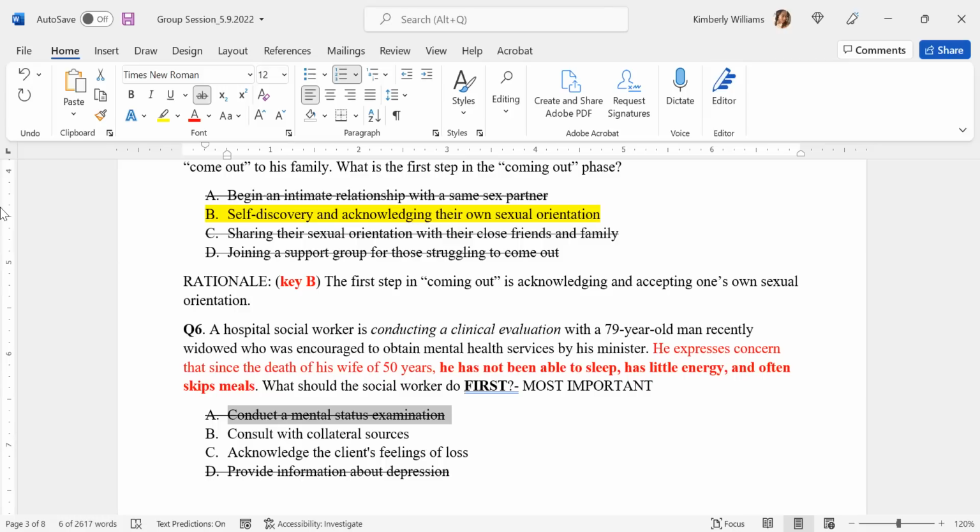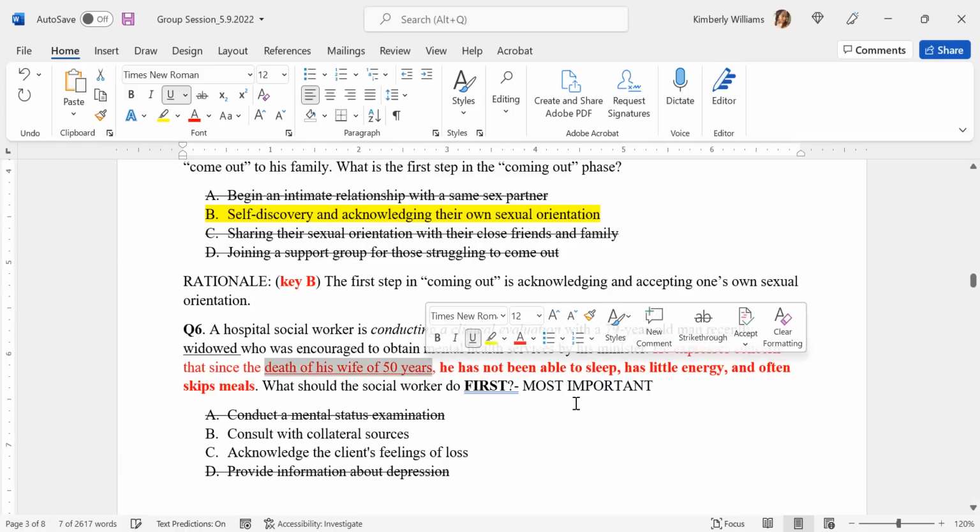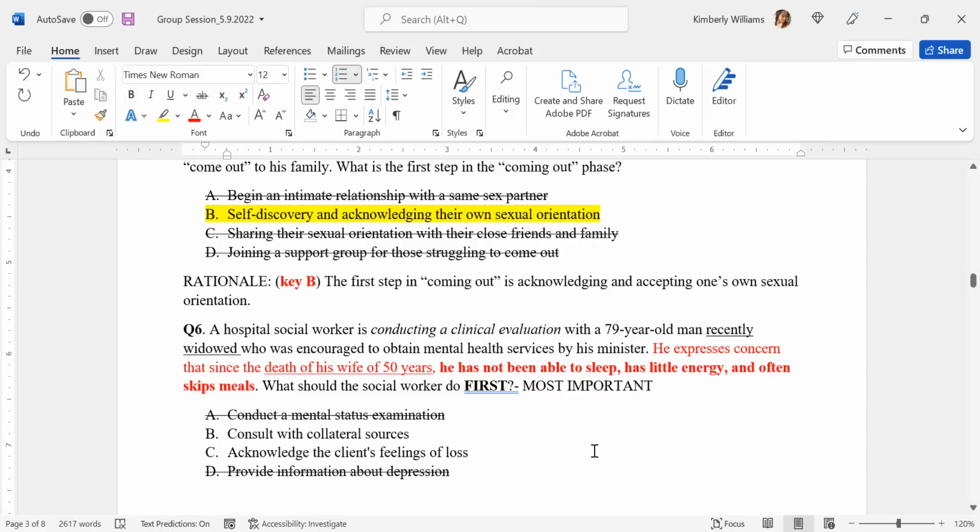Rochelle, I'm saying, okay, well, because you had a good rationale earlier. What was your rationale about acknowledging the client's feelings? Well, he was encouraged to obtain mental health services because he just lost his wife of 50 years. And now he's not able to sleep. He has little energy and often skips meals, which I think is very important. That's something to definitely address.